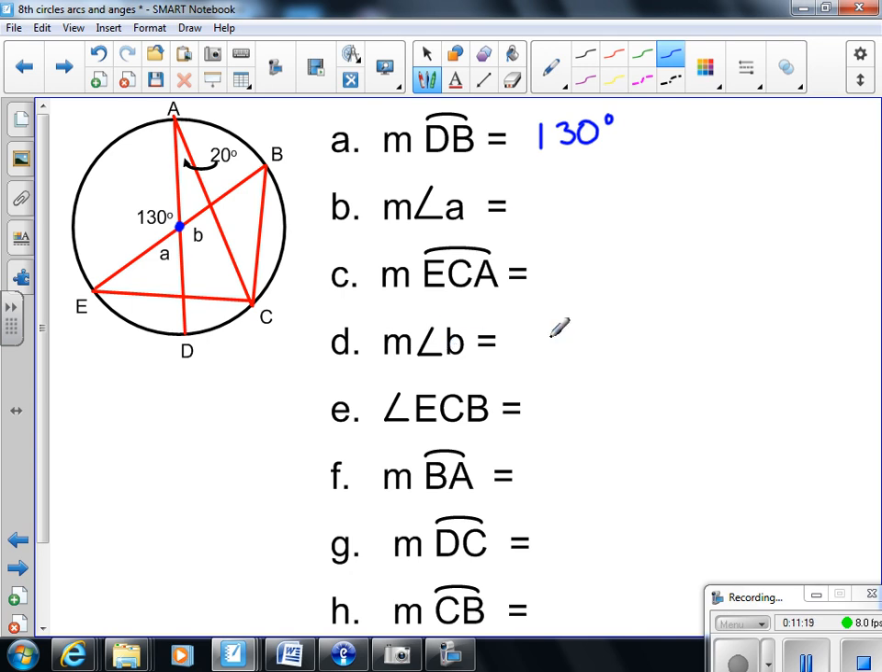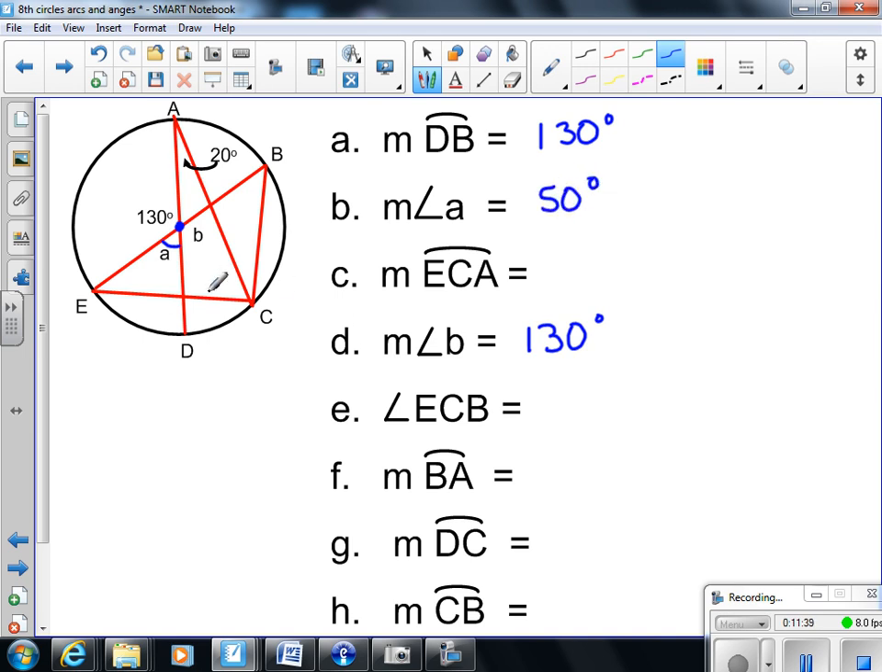Okay, so let's go down to D. We know that the measure of angle B is also 130 degrees. We can fill that one in. What about the measure of angle A? That's this one right here. Well, if this is 130, you notice they're supplementary because they make 180 degrees. What will A be? It will be 50 degrees.